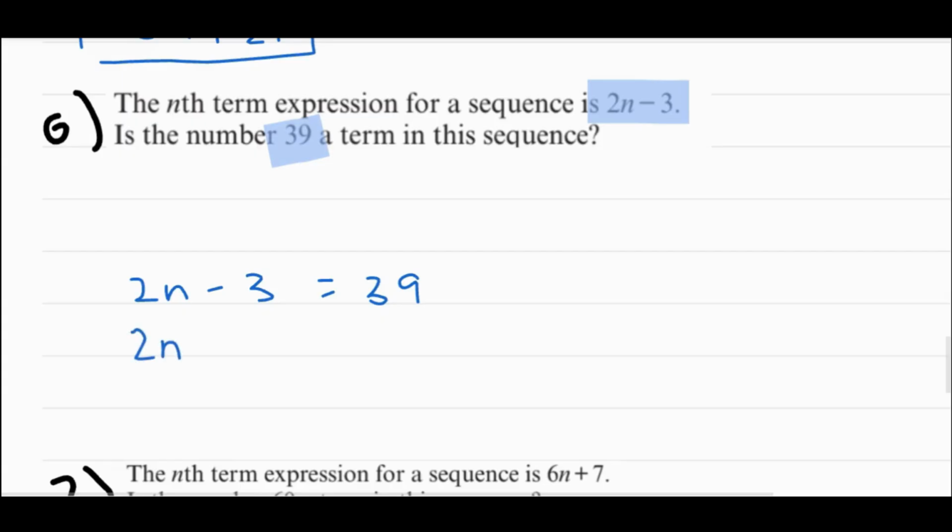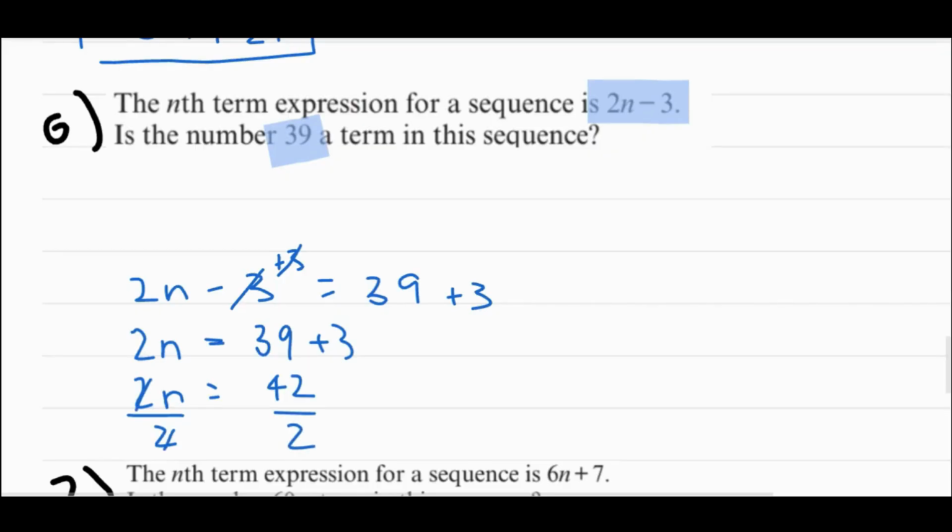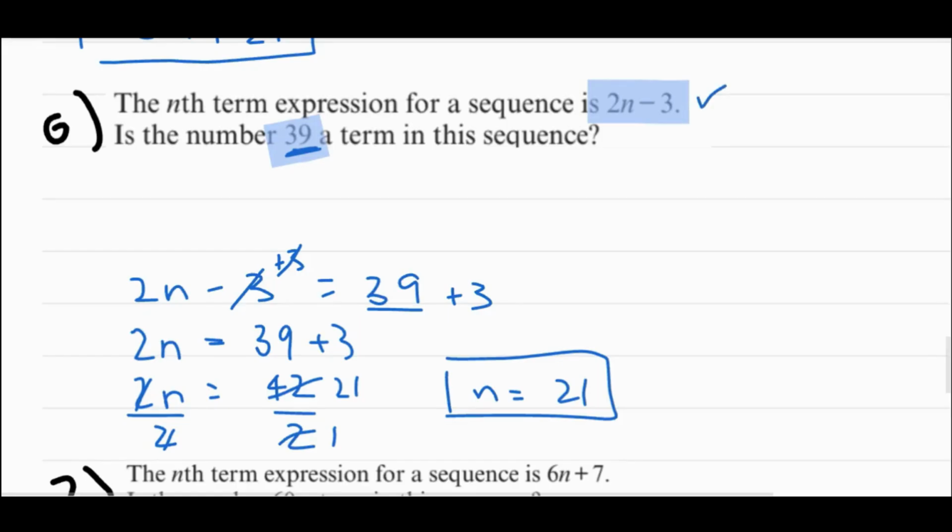We first add 3 to both sides, right? If we add 3 to both sides, this side would get cancelled, and we'll be left with 2n is equals to 39 plus 3. 2n is equals to 42, right? And then we divide both sides by 2. So these two would be cancelled, and we'll be left with this part, and then we can simplify this. 2 ones are 2 and 2 21s are 42, right? So n is equals to 21. This essentially means that 39 is in the 21st position of this sequence that follows this rule.